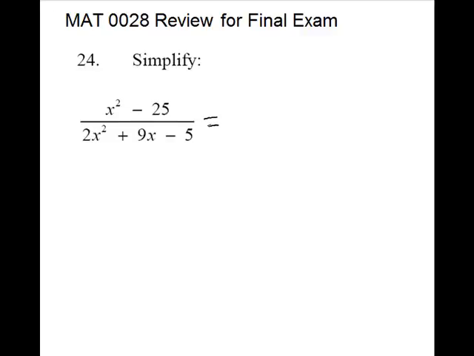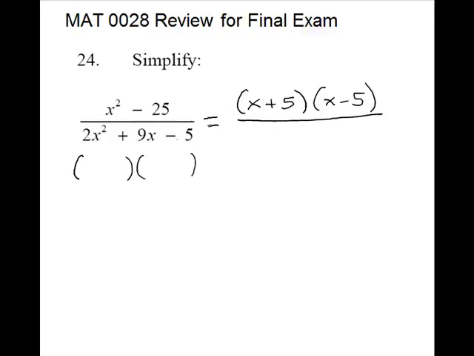This is a difference of squares. It's two terms, it's minus, it's perfect squares. So it will be x plus 5, x minus 5. The denominator is going to be a trial and error factoring. There is no GCF. It's not a perfect square trinomial, so we're going to have to try trial and error. So I'm going to try it on the side.